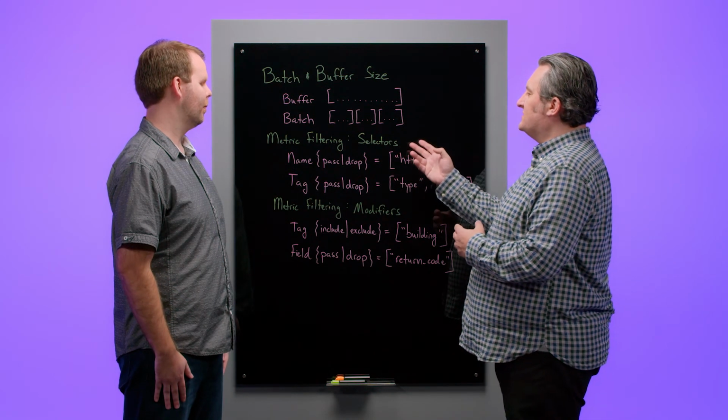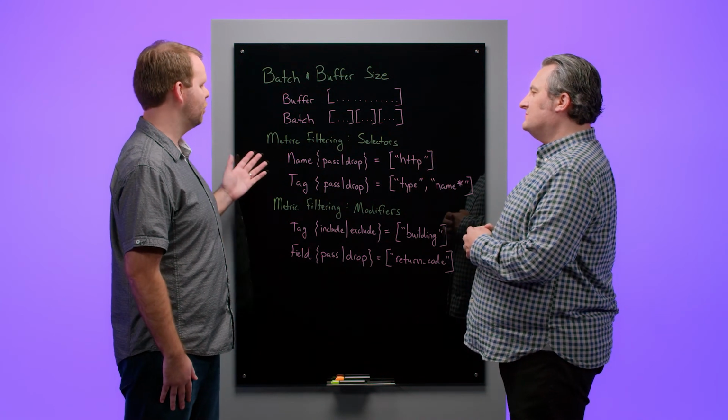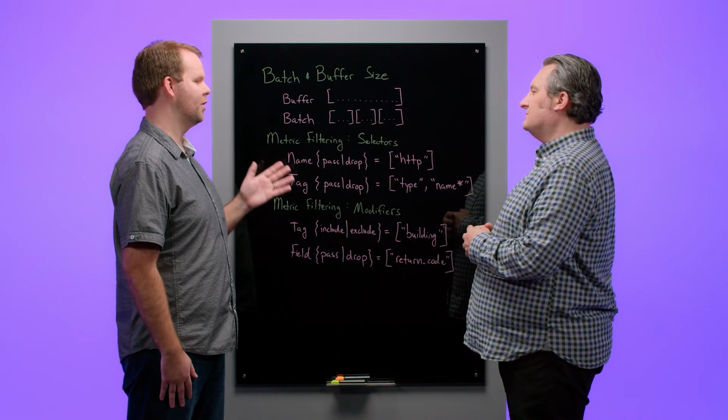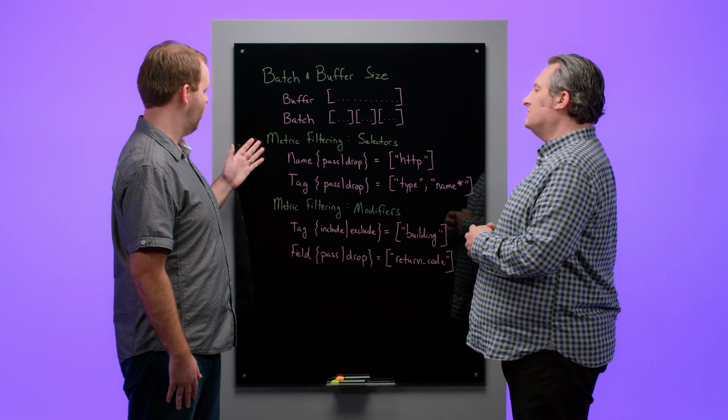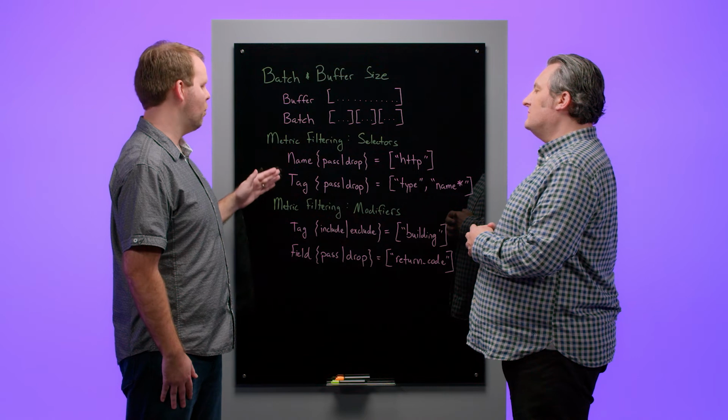Let's look at filtering. What are selectors? So with metric filtering, selectors allow you to choose which metrics to continue on and send to outputs or processors or aggregators. You can choose these based off of a name or a tag.